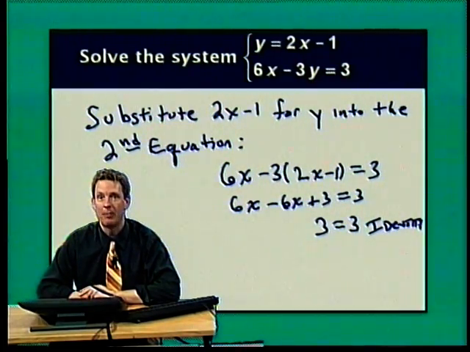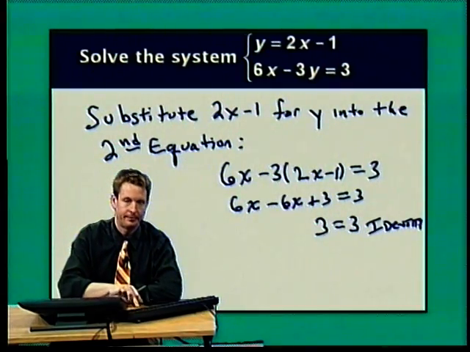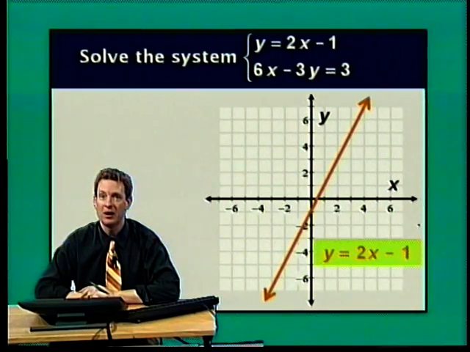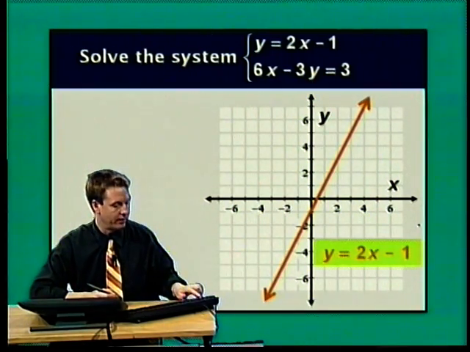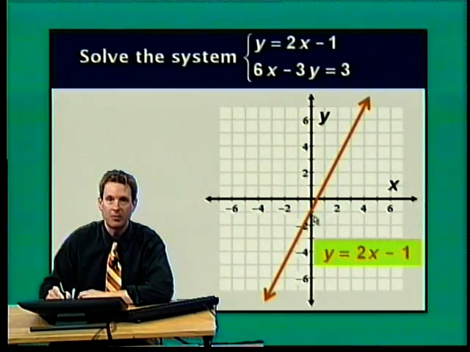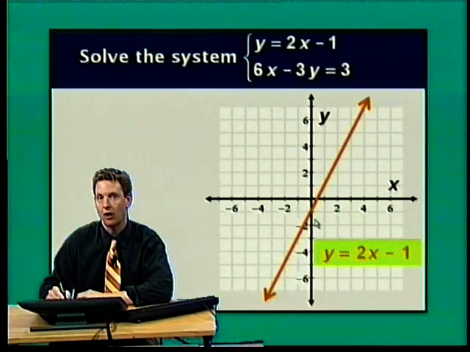But in this example, I'm actually going to do my check graphically just to remind you visually what it is that is occurring with this system. So I've gone ahead and had the computer graph the first equation for me, y equals 2x minus 1. Let's verify that this line is accurate. We should have a line that passes through the point (0, negative 1). Here's the point (0, negative 1). We also should have a line that has a slope of 2.